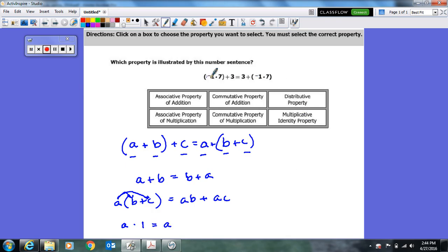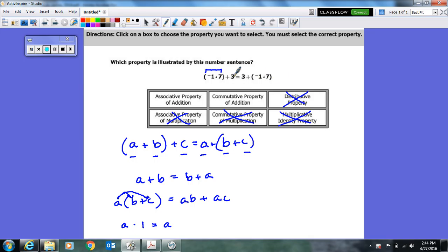So if I look up here, I don't see a number being multiplied times 1. So I'm going to cross that one off right away. What I see here is a term that's added to another term. And that's equivalent to a term added to another term. So I'm seeing addition here. I'm not seeing any multiplication, so I'm going to cross off these multiplication options. So notice I've narrowed my options down to the 3 that are left here. Now, in order for distributive property to be in play, I need to see some multiplication as well, and I simply don't. So I'm going to cross that off and leave us with the associative property or the commutative property.